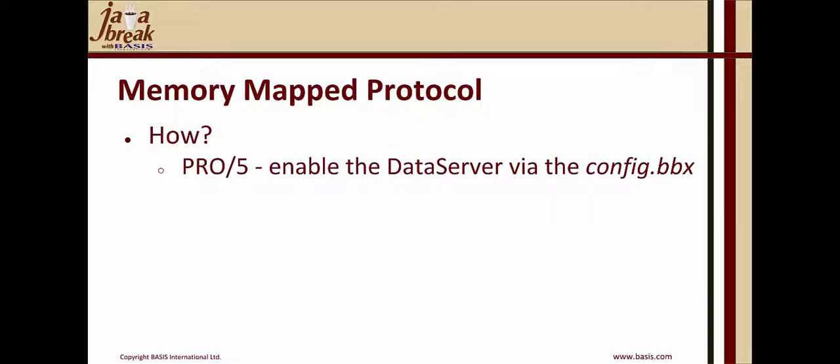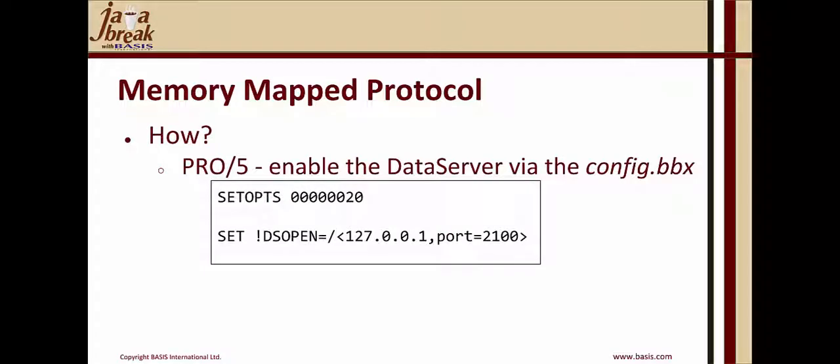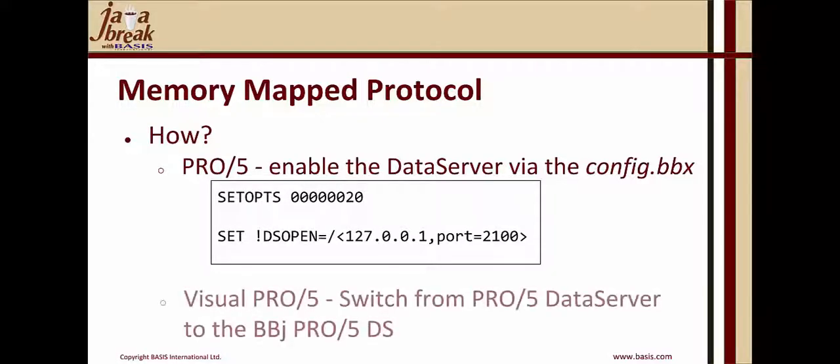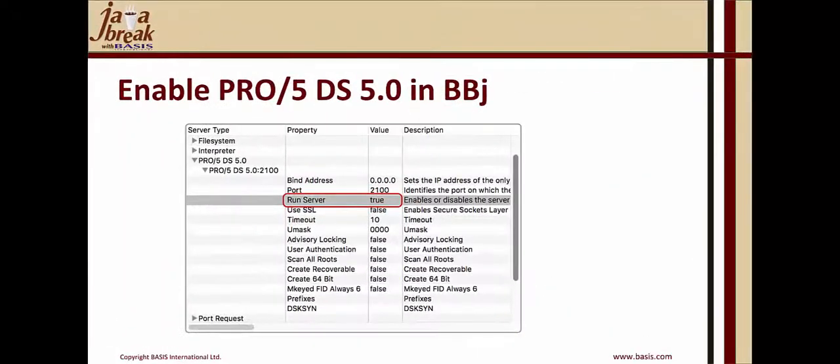Very simply, in Pro5, enable the data server via the config.bbx using the SETOPS verb, and then also set this STBL value, !DS_OPEN. That'll tell the Pro5 interpreters to use the BBJ data server. In Visual Pro5, it's far easier. Simply switch from the Pro5 data server to the BBJ Pro5 data server. In both cases, you'll need to enable the Pro5 Data Server 5.0 within BBJ's configuration.